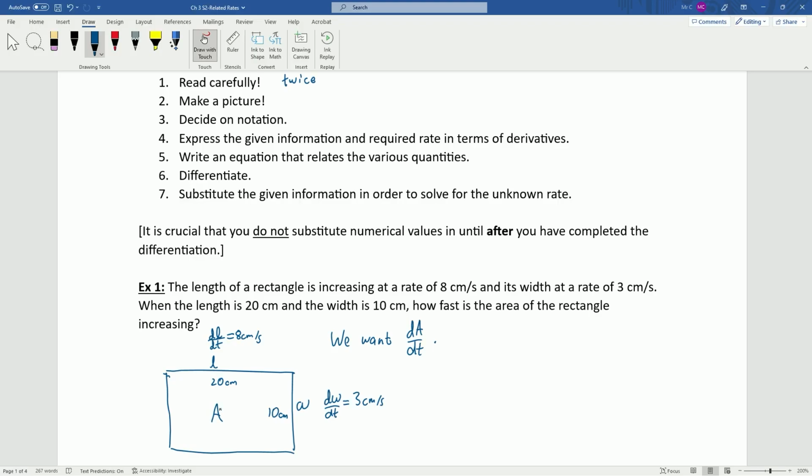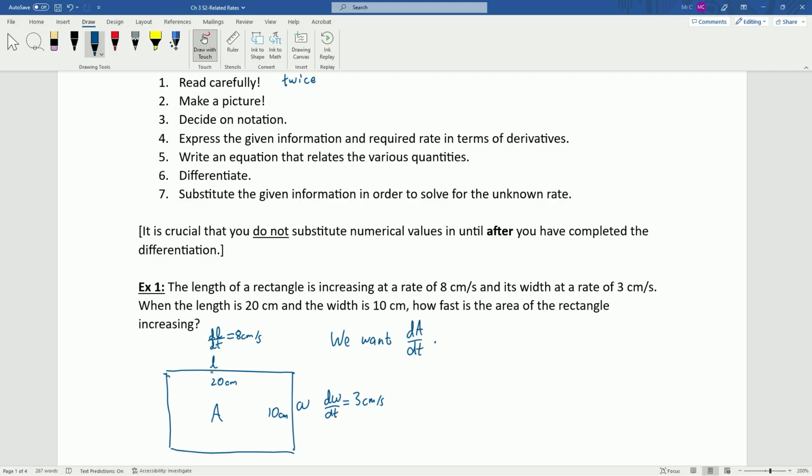Okay, so one other thing I want to point out. So we're going to need to find equations for the area. It is really, really important that you do not substitute numerical values in until after you have completed the differentiation. Because these values typically are not constants, they're changing, and derivatives are rates of change.